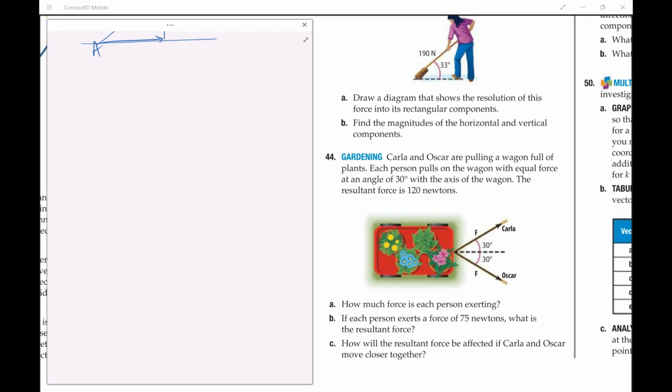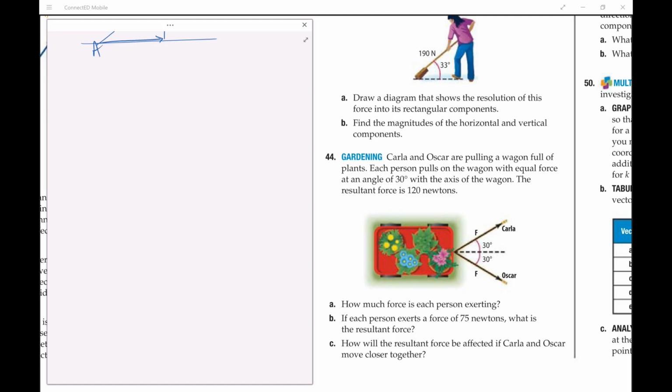All right, so let's take a look at this. Carla and Oscar are pulling a wagon full of plants. Each person pulls the wagon with equal force at an angle of 30 degrees with the x-axis, or the axis of the wagon. The resultant is 120 newtons. So how many vectors do we have that are adding up to 120? Two. How much force is each person exerting?